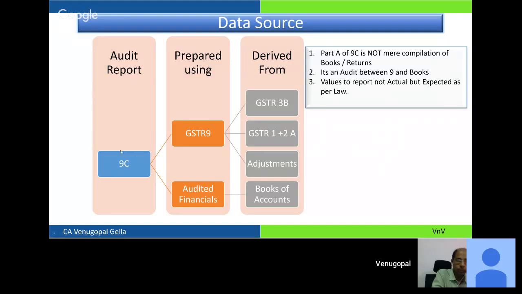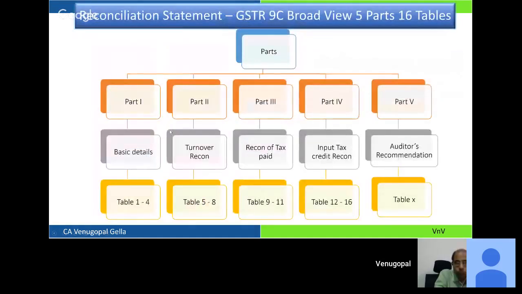So while doing the GST audit, the GST auditor will not be looking at GSTR-3B, GSTR-1, GSTR-2A or any other adjustments which the SSE has done. What the auditor would be considering is only GSTR-9 and the audited financial statements. So how is the form divided? A very beautifully prepared form.